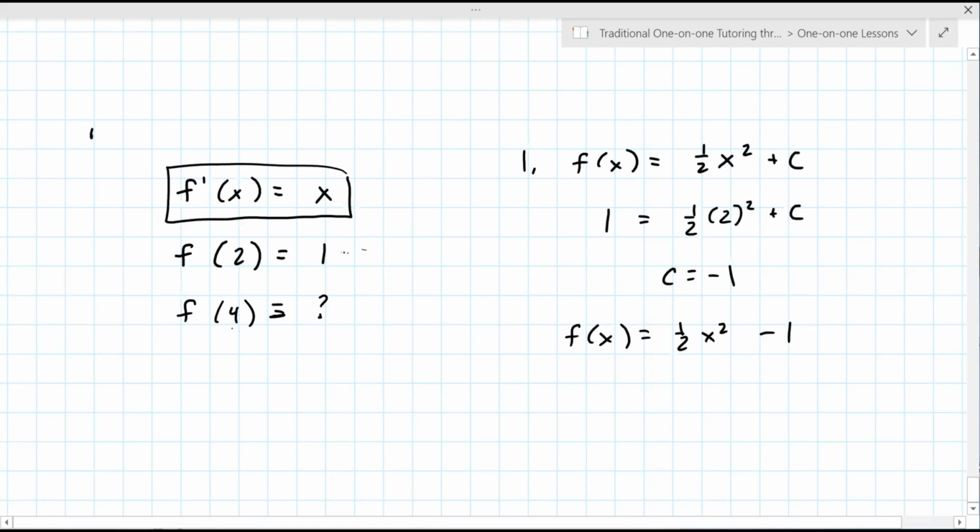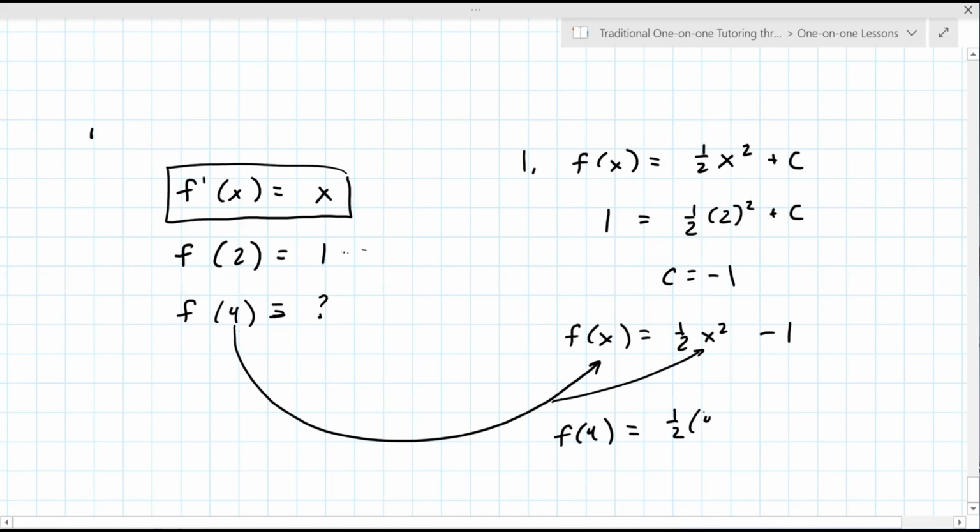Now f of 4 you can get by putting 4 into this equation. That's way number 1. So f of 4 equals 1/2 times 4 squared minus 1. 4 squared is 16, so that's 8 minus 1. It's not 4, it's 8 minus 1. It looks like it's 7. Yeah.